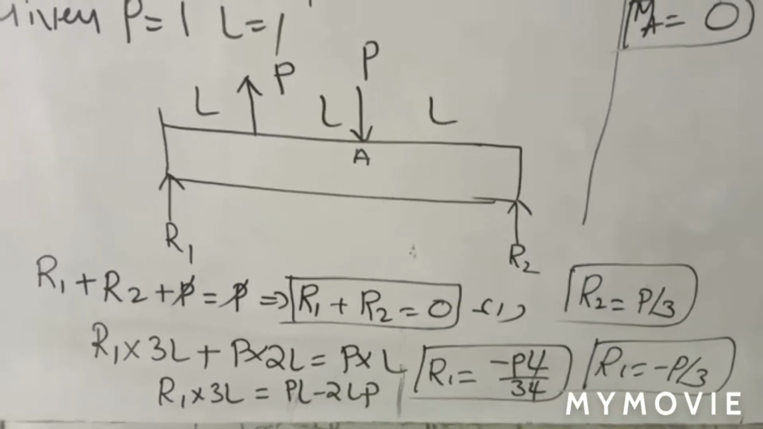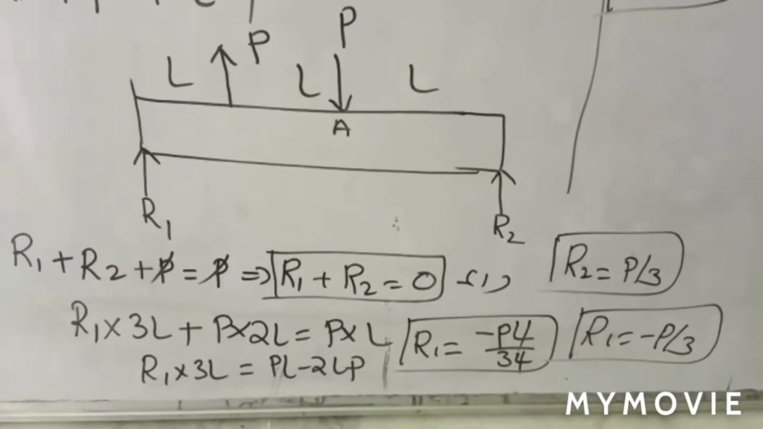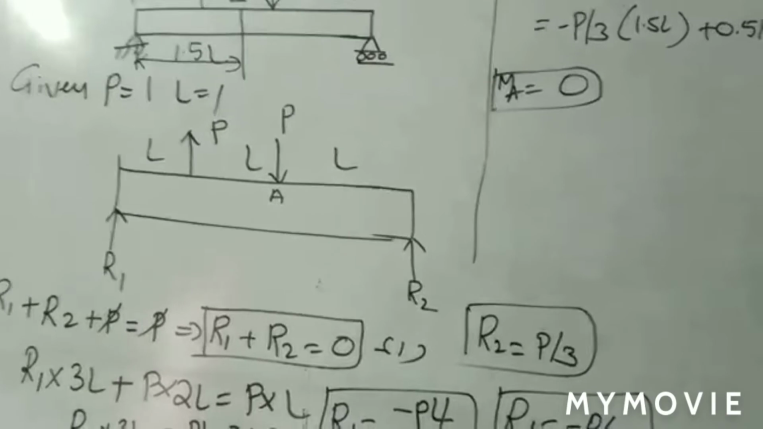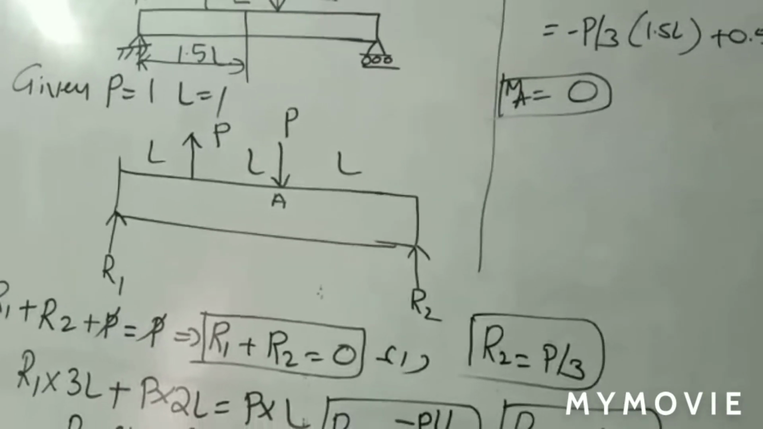So R1 here. R1 clockwise moment, so clockwise moment equal to anti-clockwise moment, in order to get the reaction force values R1 and R2. Why do we get reaction force values?